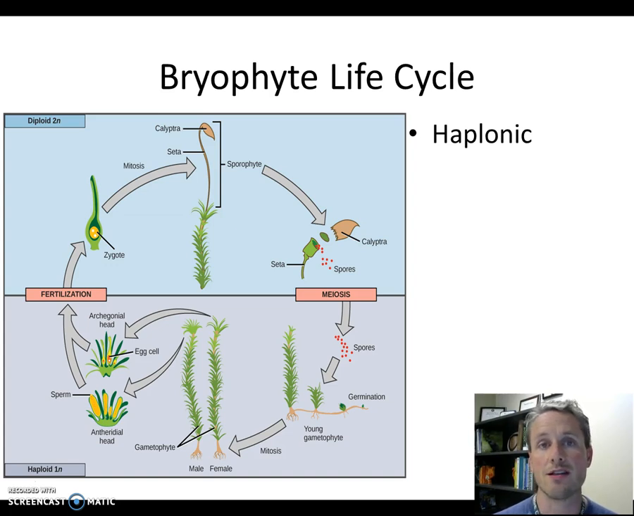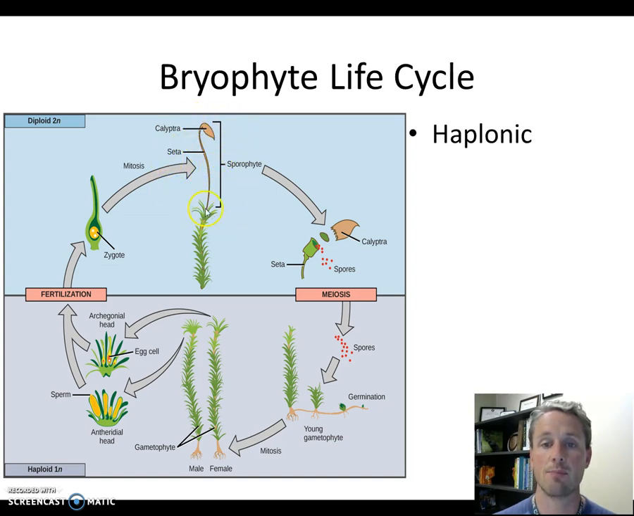So first we're going to think about what's the dominant generation. So bryophytes are what we call haplonic. That means the haploid generation is dominant. Remember, the haploid generation is the gametophyte. So right down here at the bottom, we've got the gametophyte. This is going to be the largest part of the plant. When we observe bryophyte plants, the part that we see is the gametophyte. Remember, the gametophyte's job is to produce gametes, eggs, and sperm. They will combine together during fertilization to make a zygote, and that zygote will grow up into the sporophyte.